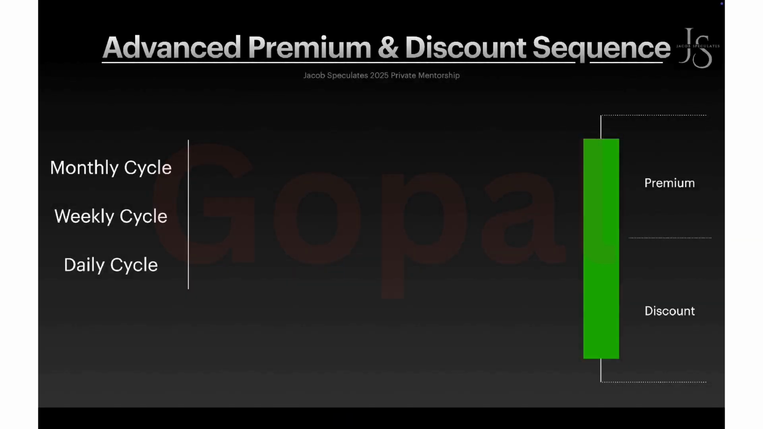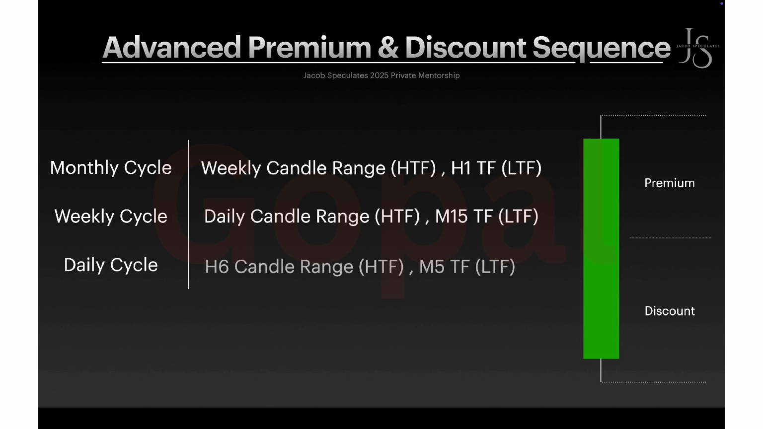Advanced premium and discount sequence. Now, if you want to stay in tune with any of the higher time frame cycles, even if you consider the daily cycle a higher time frame cycle and you would like to scalp, then this is exactly how you would do it. So, starting out with the monthly cycle, if you want to stay in tune with the monthly cycle, then you would look at the weekly candle range.